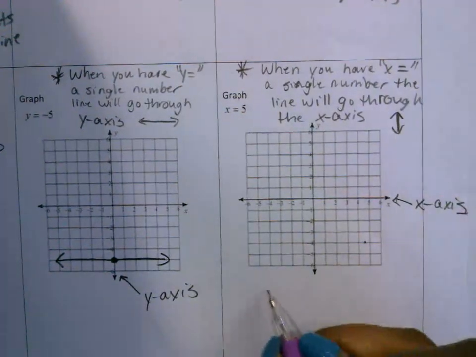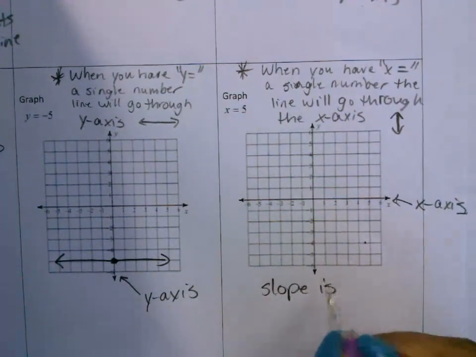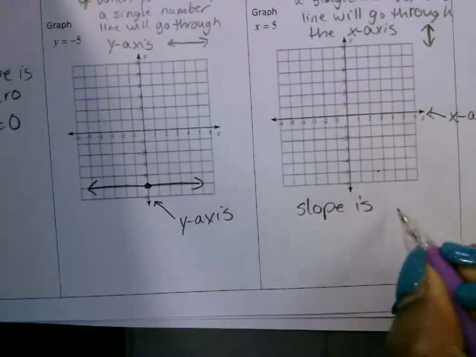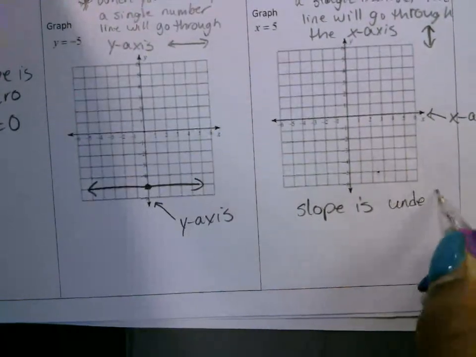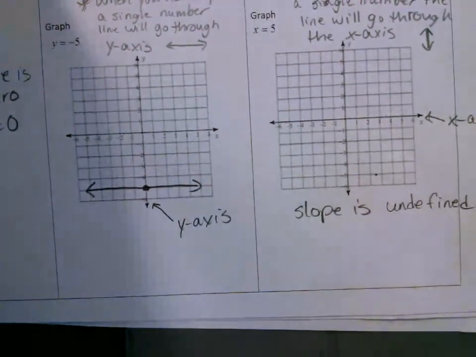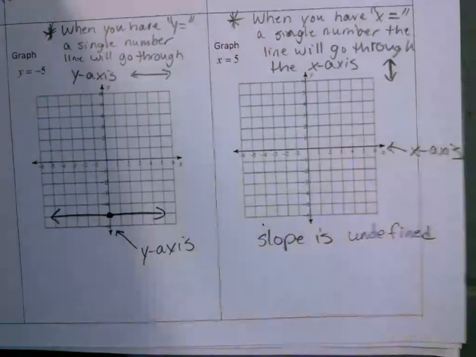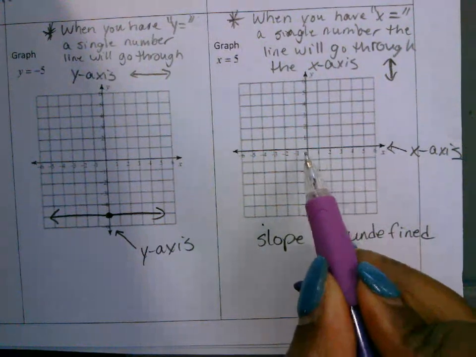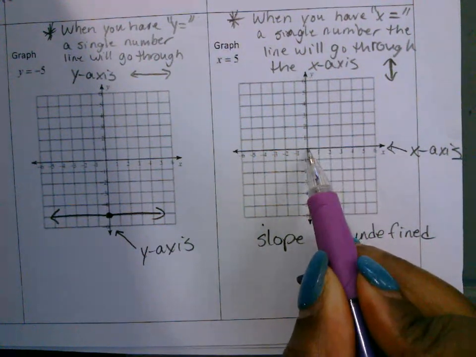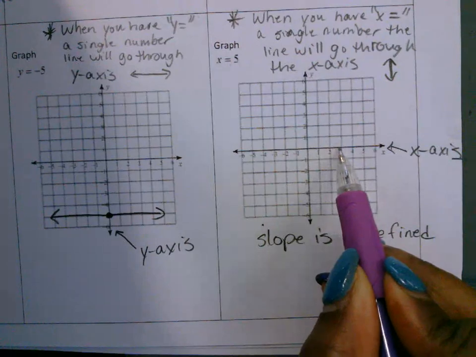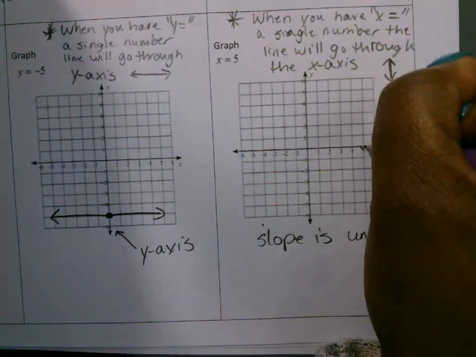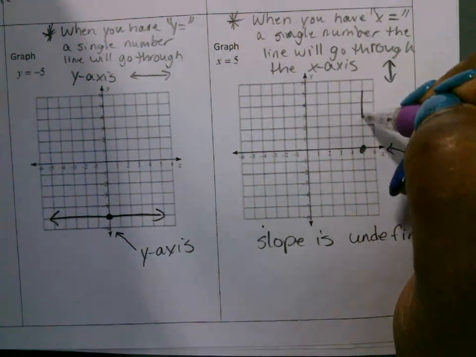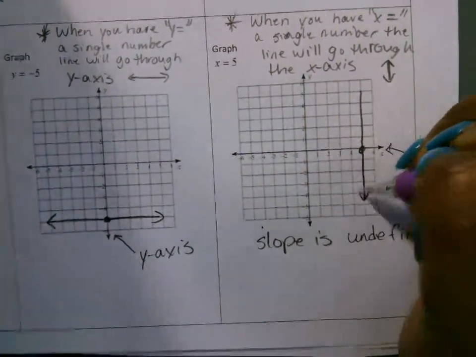What is the slope of this line going to be? Slope is going to be undefined. Because the line is going straight up and down. It's going to be a vertical line. So now let's find positive 5 on the x-axis. Positive 5 on the x-axis is 1, 2, 3, 4, 5. It's right here. So we're going to draw a line through the x-axis.